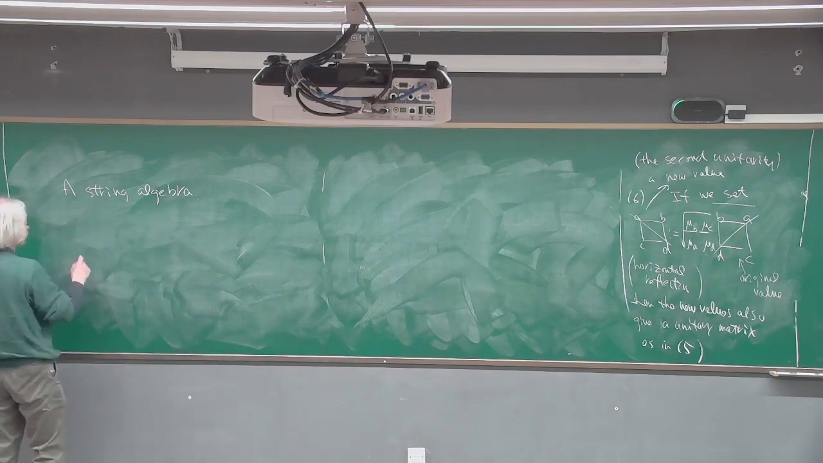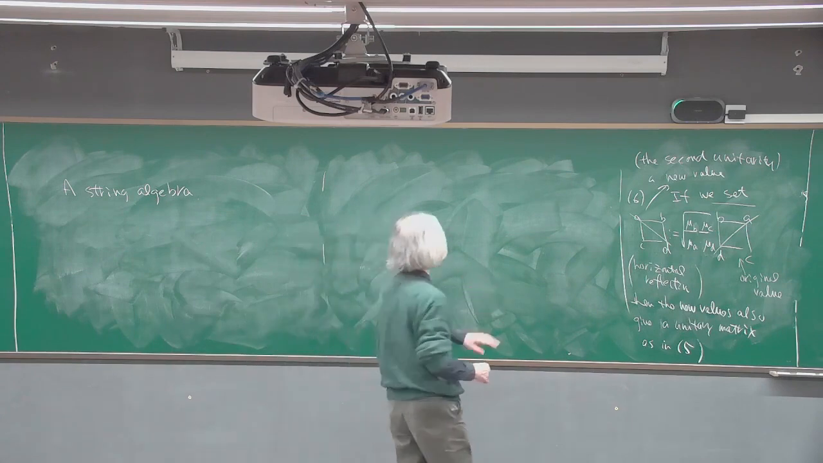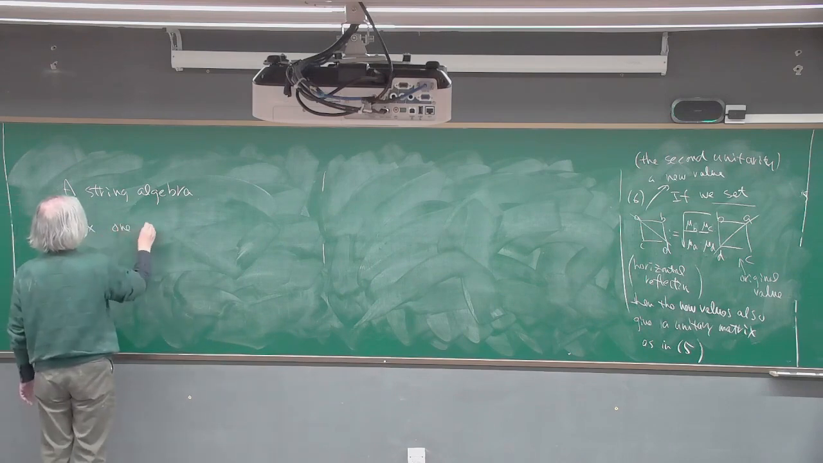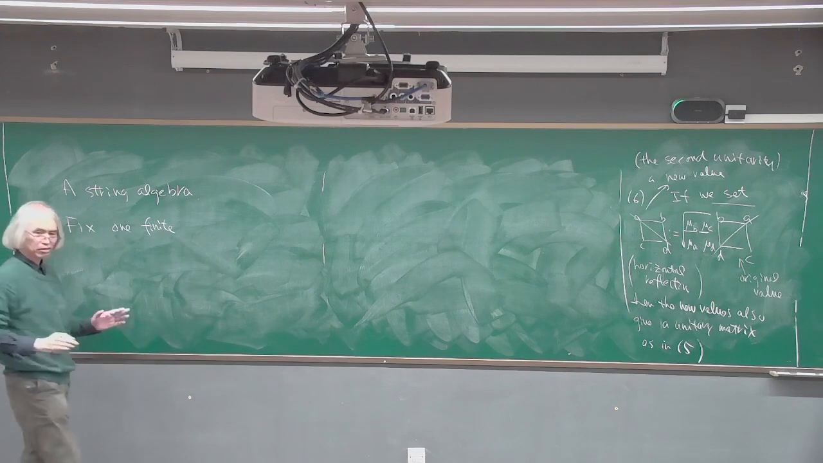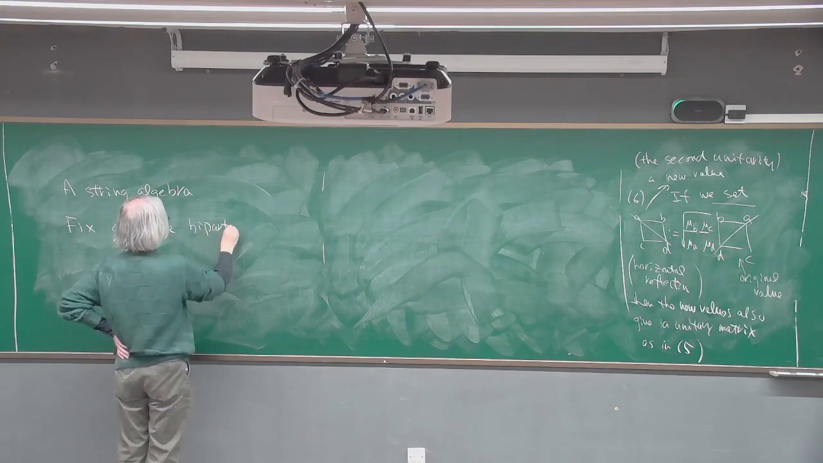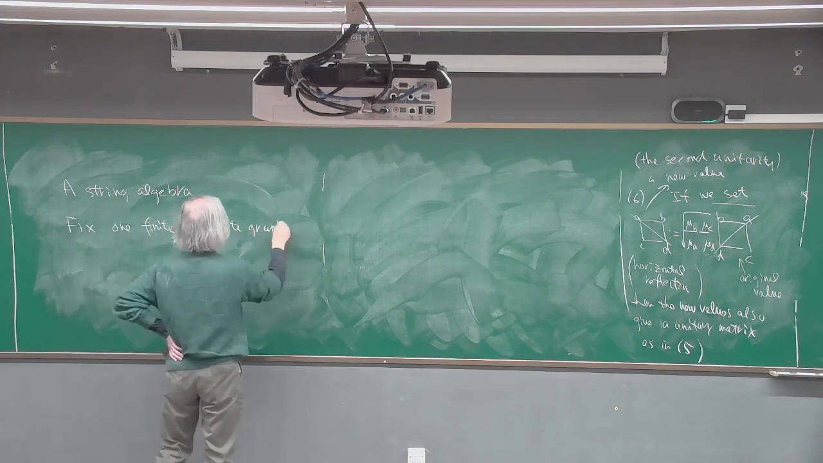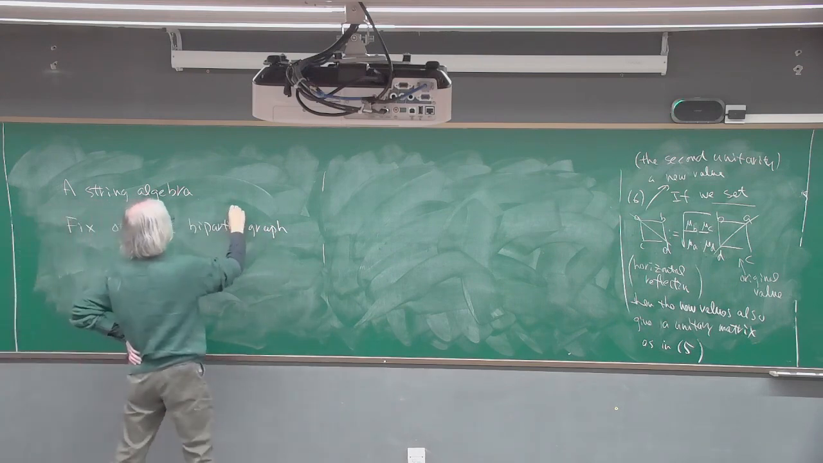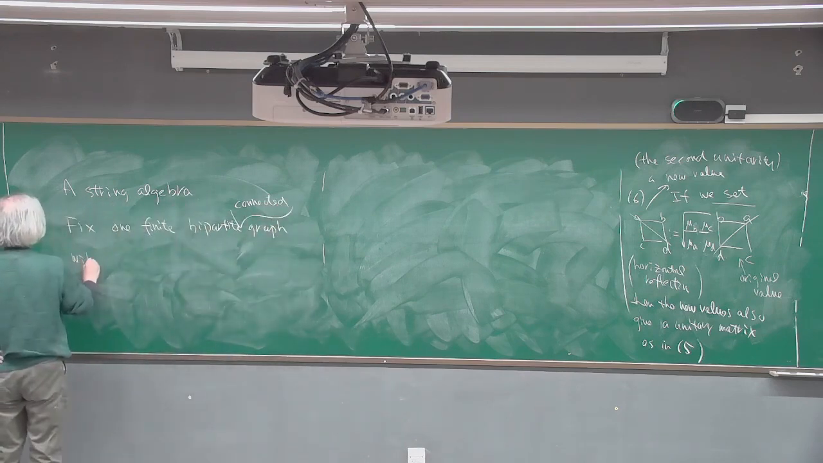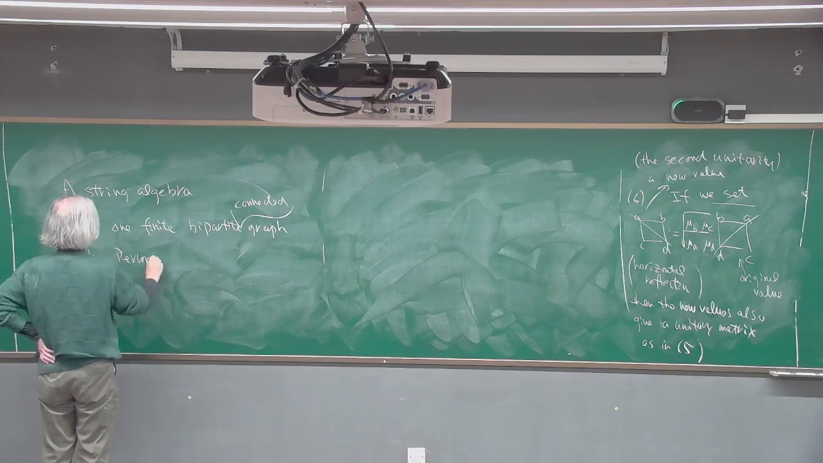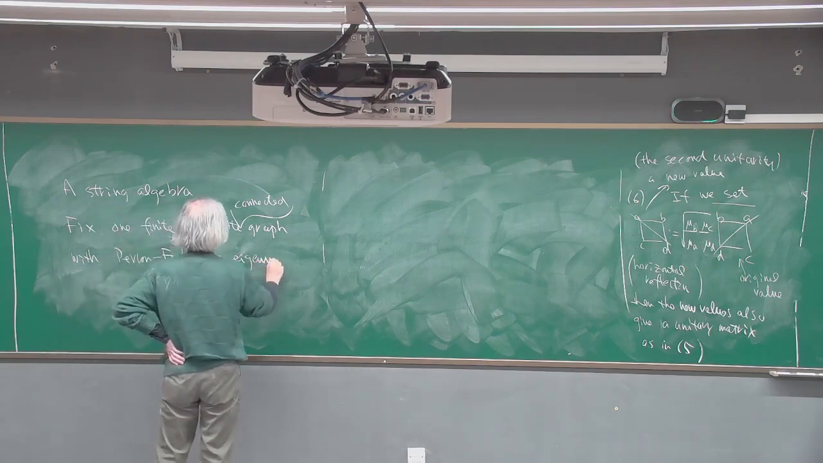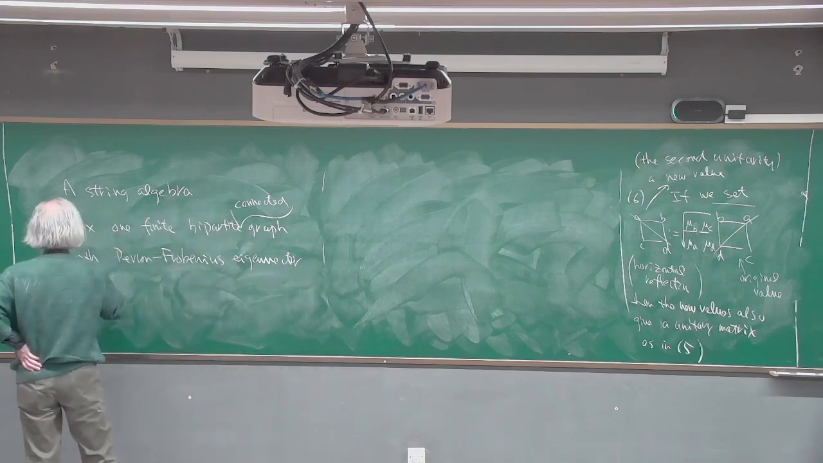So first we fix one. In this setting, we have many bipartite graphs, but we fix just one, finite. In this lecture series, I always talk about finite graphs. Finite bipartite graph, connected, with Perron properties. Eigenvector and we have mu.